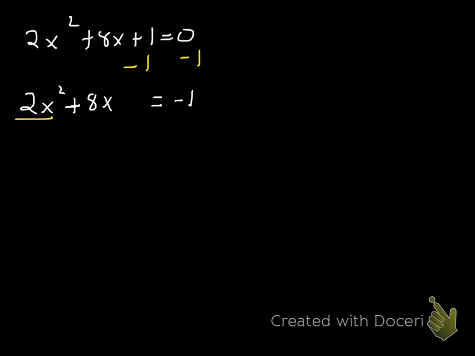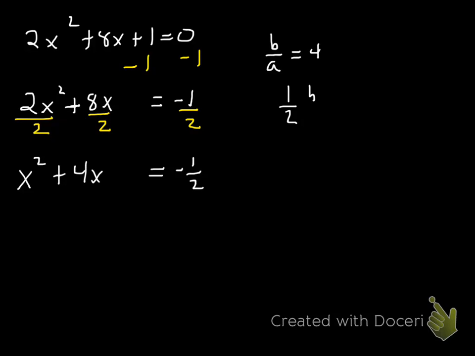And then the next step is to divide both sides by a. If a is not 1, a is 2, so we're okay. So we're going to divide everybody by 2. And we'll go ahead and reduce. And I leave a little bit of room here just because I'm going to be adding something right here. Okay, now your b over a is 8 over 2, which is 4. So that's your linear term. B over a is 4. And then we're going to half it.